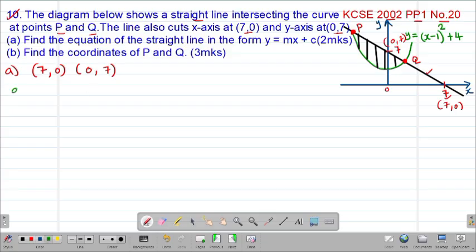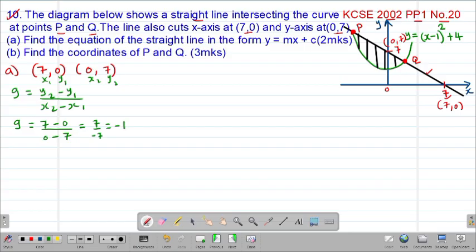Now we know that the gradient is given by change in y over change in x. So the change in y will be y2 minus y1 divided by x2 minus x1. I'll let this be (x1, y1), then this (x2, y2). So the gradient will be 7 minus 0 divided by 0 minus 7, which is 7 over negative 7, simplifying to negative 1. So I already have the gradient of my graph.